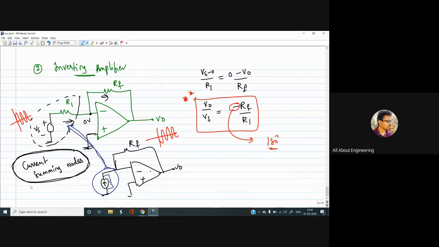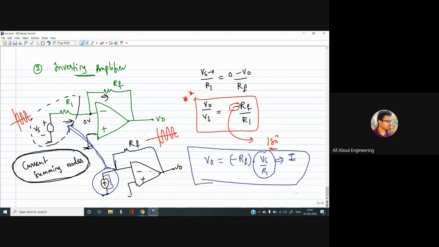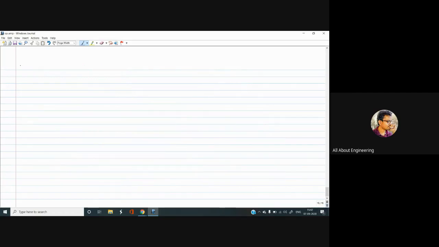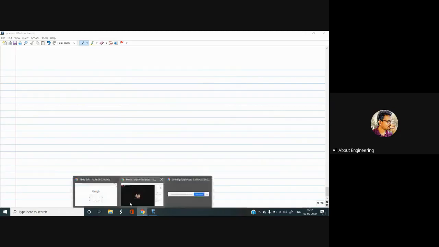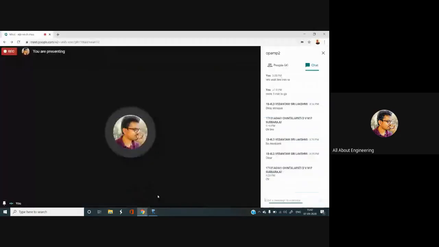That's it. If you wonder how we can program this current source, the same thing can be written like this: V naught equals minus RF, taking the feedback I apart, Vs by R1. So I equals Vs by R1, current equals voltage by resistance. Now you can get a feel that it can be programmed. Don't take it too seriously. If you don't understand, also no problem, just leave this. So I explained the basics, that is the inverting amplifier as well as the non-inverting amplifier.